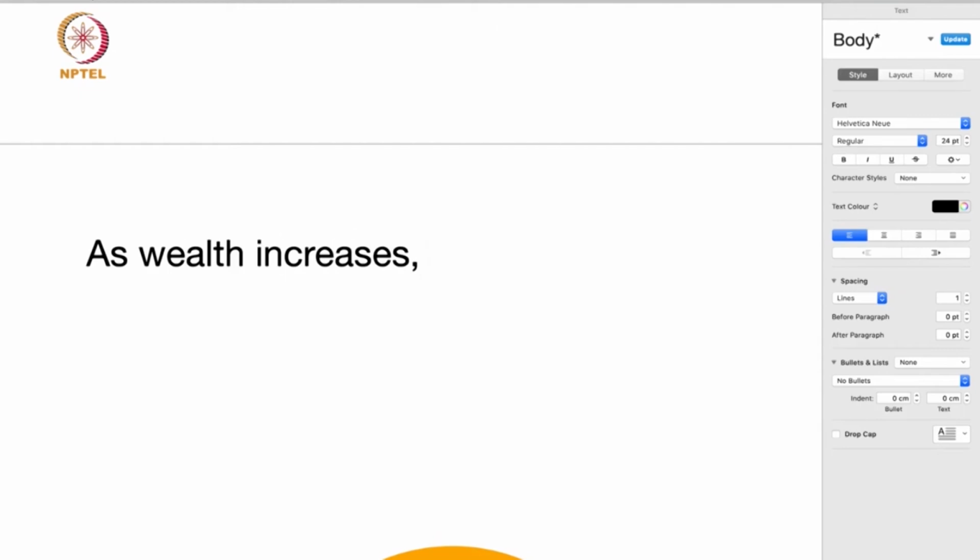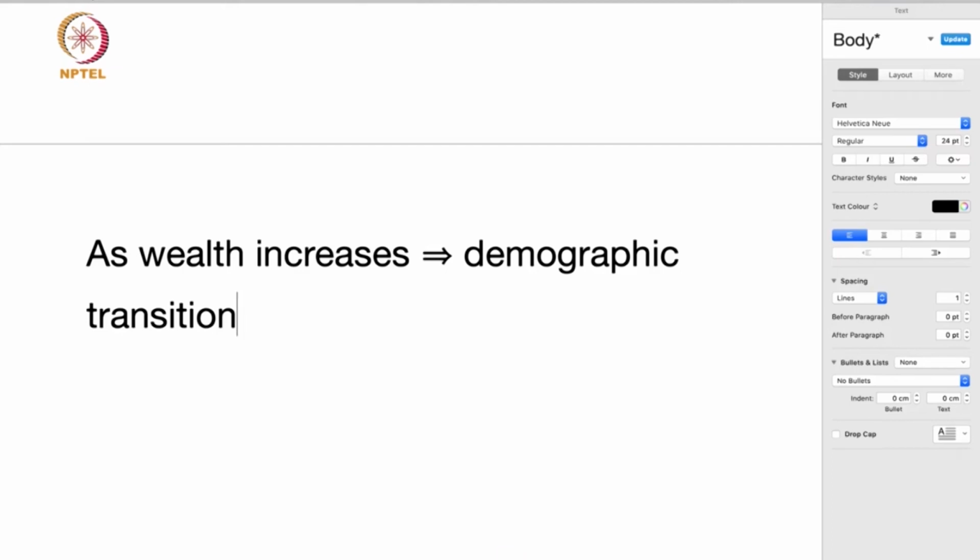we start observing demographic transition. Now, what is demographic transition? We had seen it in the last lecture as well. In the early societies, we have a situation where the death rate is very high. Now, why is the death rate very high in the primitive societies?